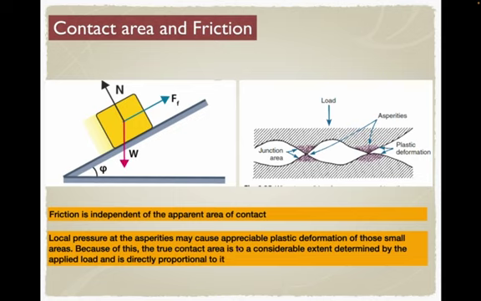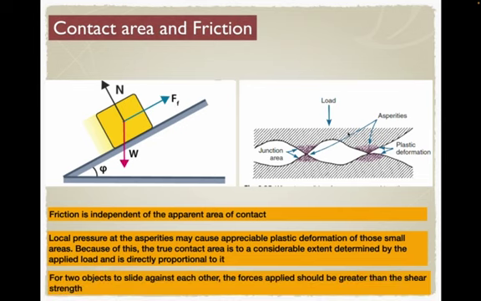So the true contact area is, to a considerable extent, determined by the applied load and is directly proportional to it. Which means if you apply more load to these asperities, they will be squeezed more. So we're going to have more contact between these two asperities, and more retention. So we don't care about this contact area. We do care about the load that might result in the plastic deformation of this object, which will result in more contact area. Now, the harder the material, the less plastic deformation, and so less friction.